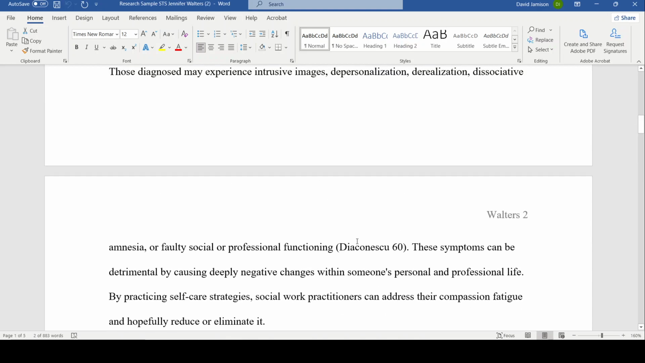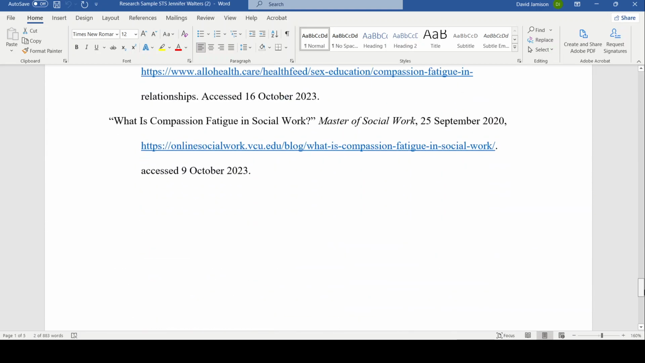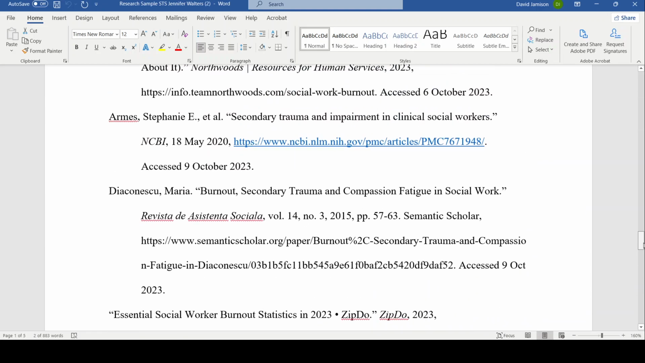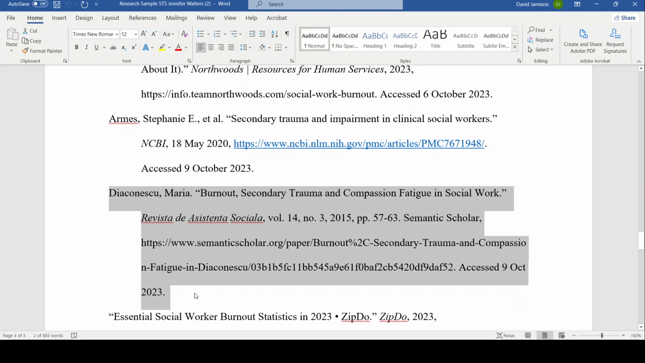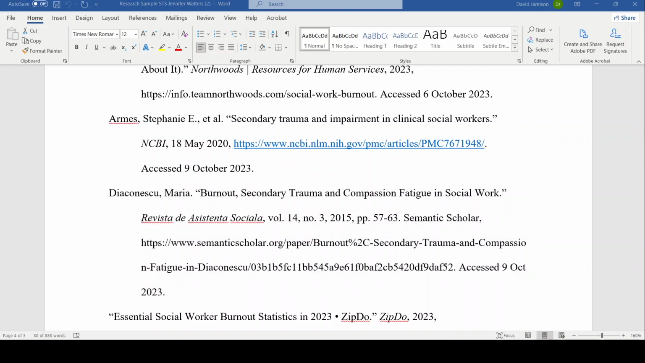And we can look at these, we can tell where this information in here came from, and then we can go all the way down to the bottom and we can find this actual article here to go and look up if we wanted to. Alright.